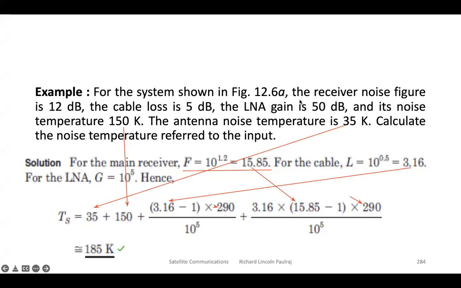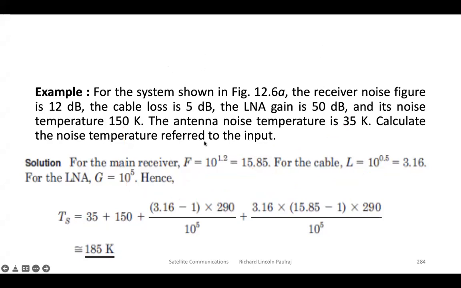Simple problems, but I have seen that most of the mistakes happen when this conversion doesn't reflect. So these conversions are important.